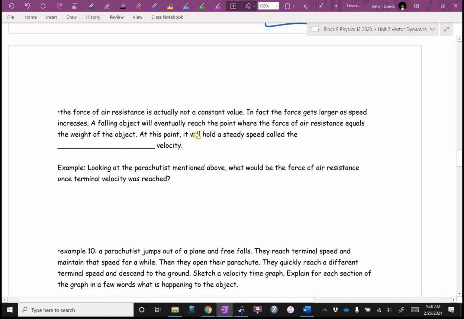A falling object will eventually reach the point where air resistance equals mg, the weight, the force of gravity. When this happens, it reaches a steady speed that we call, does anybody know what we call this? Something velocity, starts with letter T. Terminal velocity.